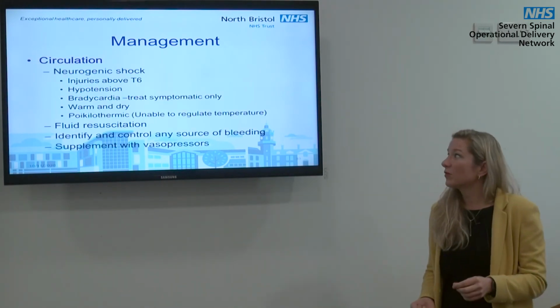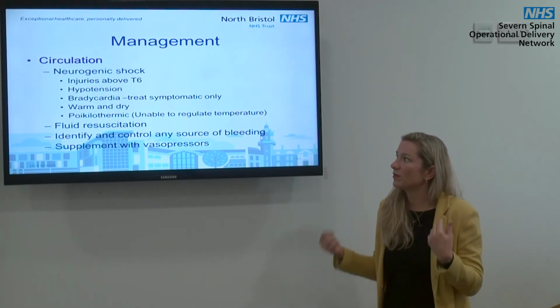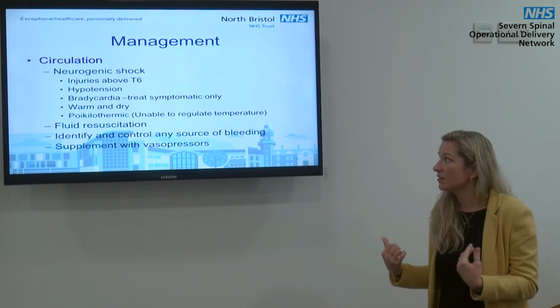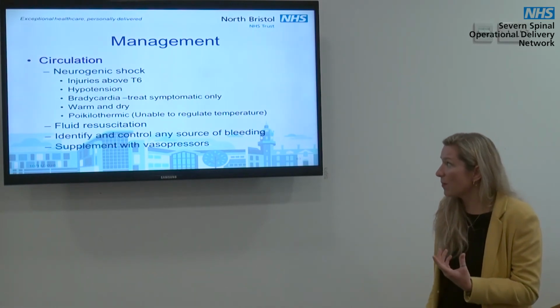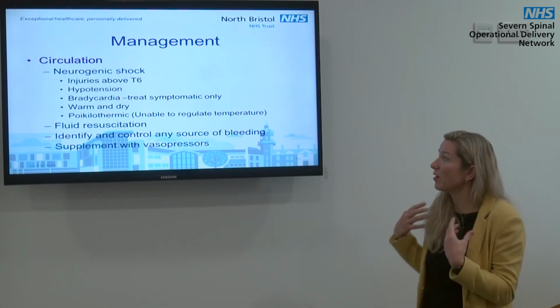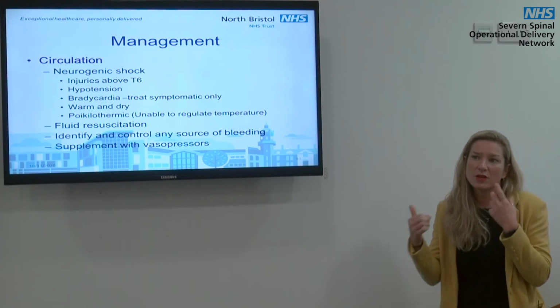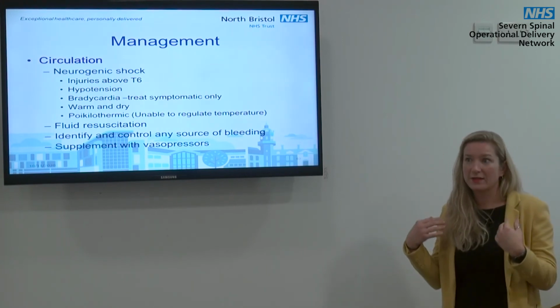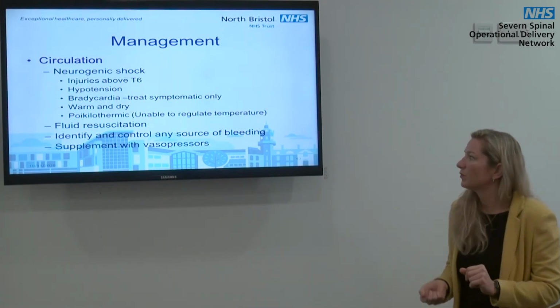Circulation, this is a really important thing in spinal injuries. You can get neurogenic shock, so any injuries above the level of T6 can affect the heart, and so you can get hypotension and bradycardia. They can look warm and dry, but because they're unable to regulate their temperature, they can often get quite cold, because that means your sweating is affected and your ability to get goose pimples.